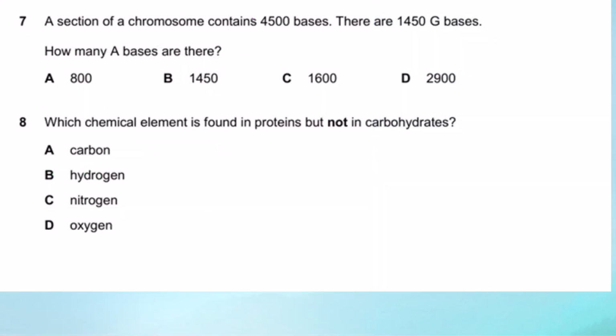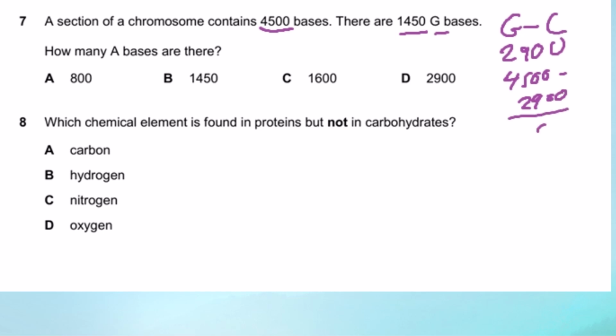So here we have to look at a section of chromosome. We are told it contains 4,500 bases, and 1,450 of those are G. Here it's important to remember that G and C match together. So if there are 1,450 G's, then there are also 1,450 C's, which gives us 2,900. If we say 4,500 minus 2,900, and we divide that by 2, we are left with 800. So there are 800 left here. So the answer here will be A.